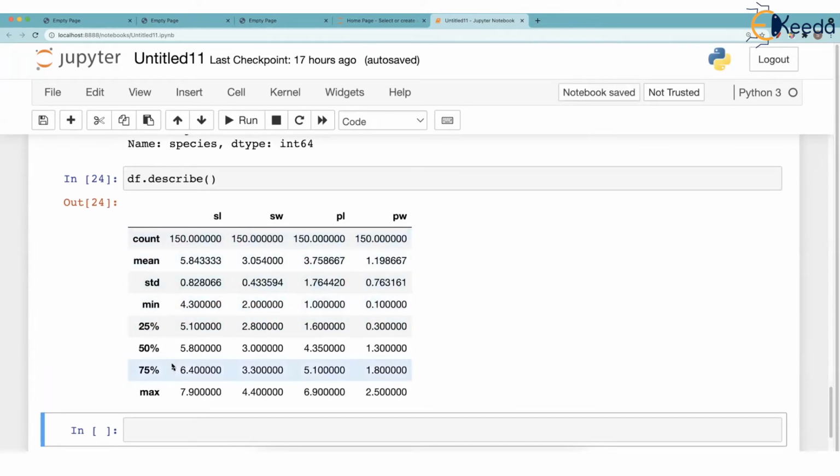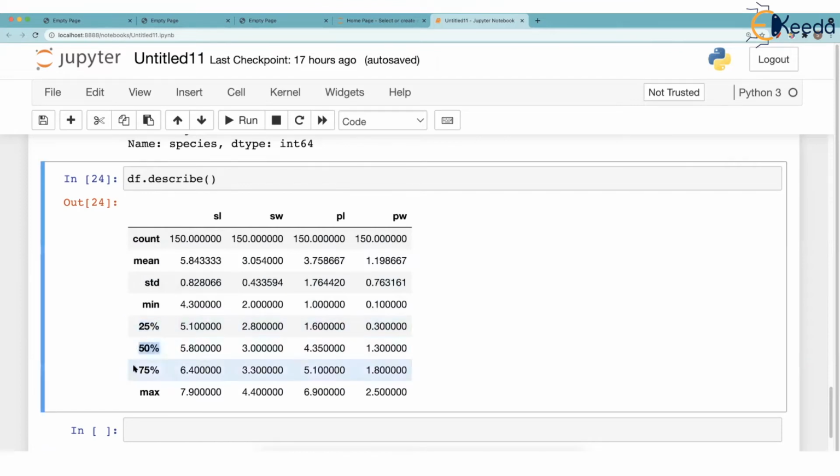Okay. Now we are not going to explain these rows at the moment. 25%, 50%, 75%. By the way, these are called percentiles, not percentage. Okay. But then watch, what does that mean? 4 columns we have: SL, SW, PL, PW. Wait a minute. In DF, there was one more column. You remember? Species.